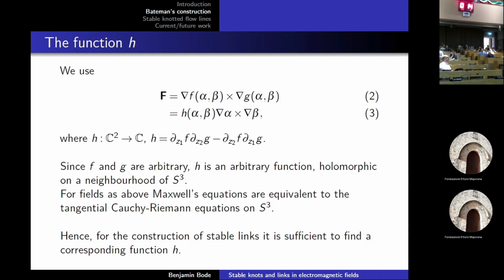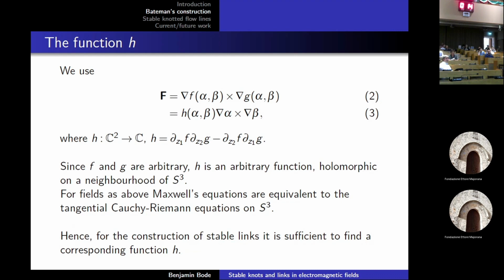I want to use Bateman's construction, but I will rewrite it slightly. So instead of using F and G here, I just write it as the product of H and then the cross product of the gradients of the individual components, alpha and beta, where H is given explicitly like this. And since Bateman's construction works for any arbitrary holomorphic F and G, it also works for any arbitrary holomorphic H.